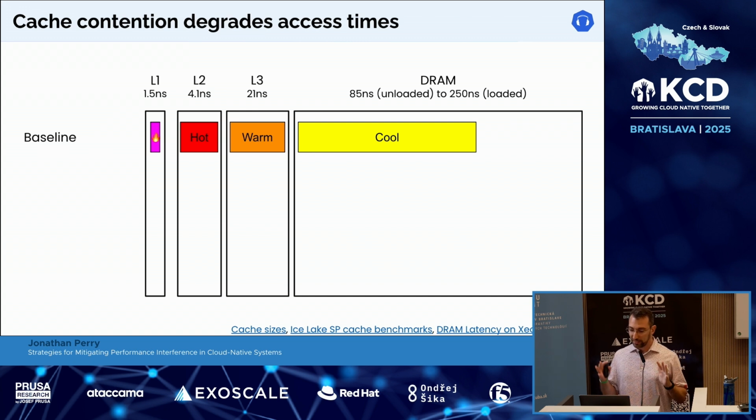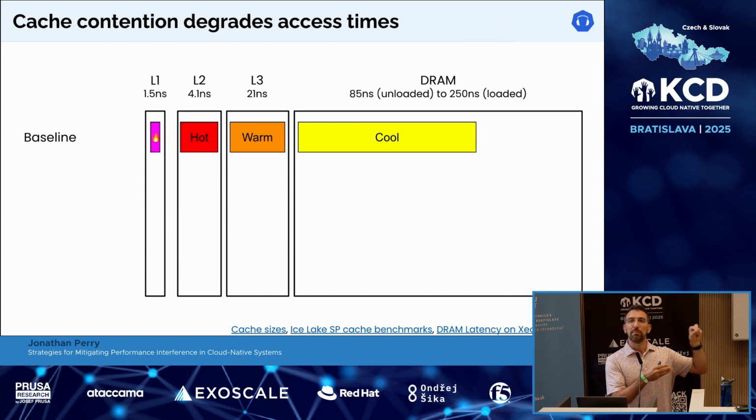So let's see, what does cache noisy neighbor look like? This is an illustration of how your application might fit into the different tiers of the memory hierarchy.